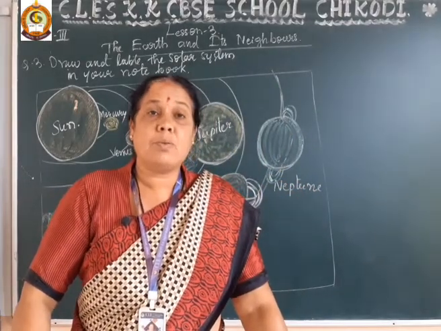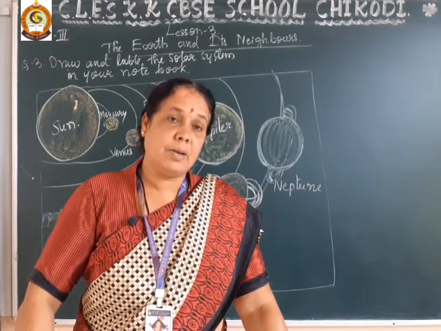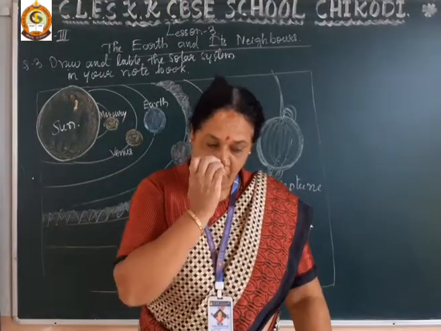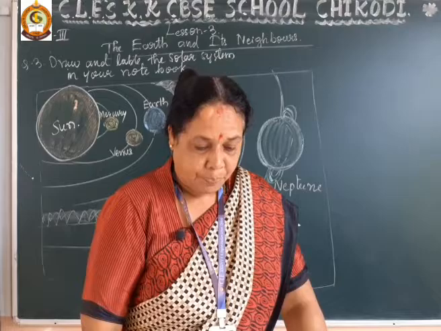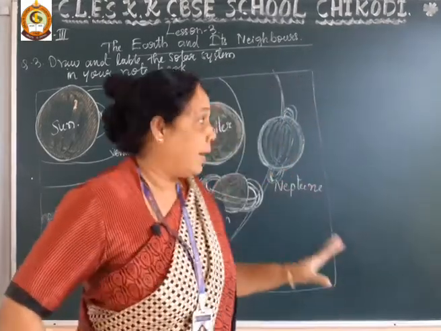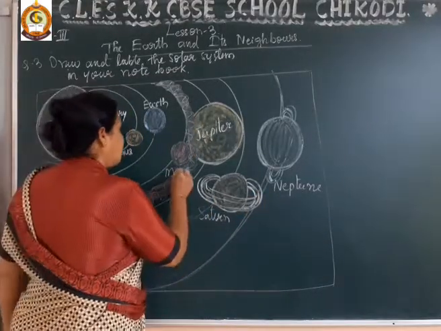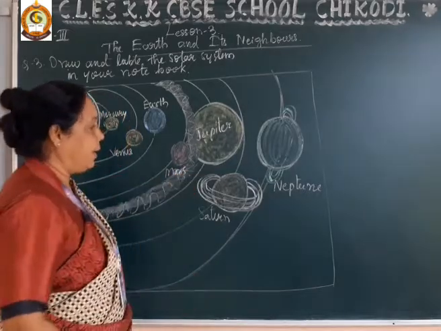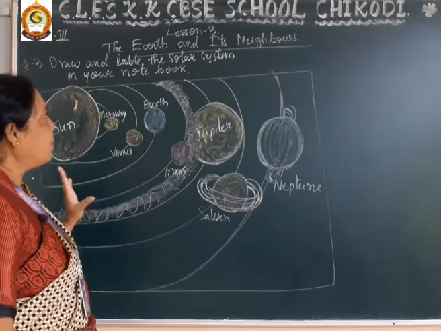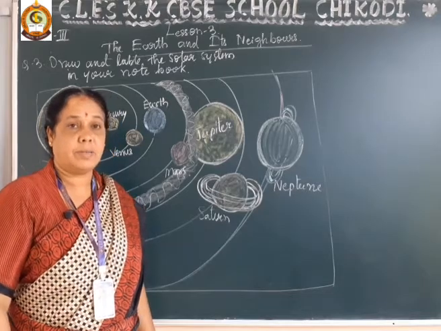So you also try to draw very neatly, color all the planets and send it to my personal number. Okay, dear student. So I have solved question number 3, that is, draw and label the solar system in your notebook. I have drawn it and given the name of each planet. Okay, dear student, you also try to draw very neatly and give colors to each planet and complete it in your homework book. Till here today I will stop. In the next class I will continue this lesson again. Thank you.